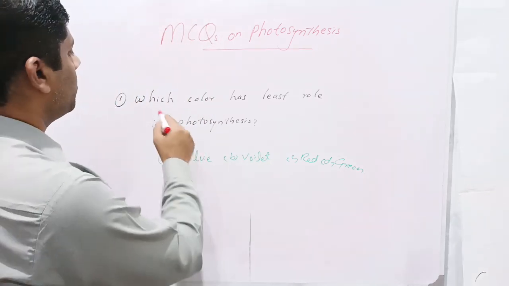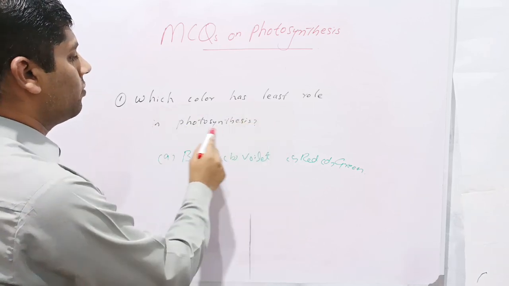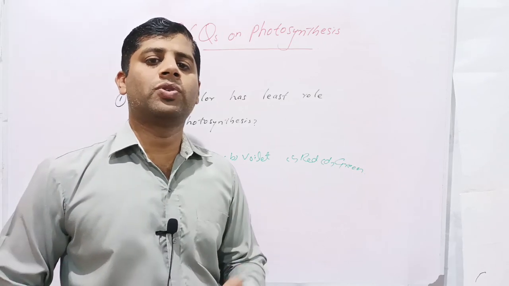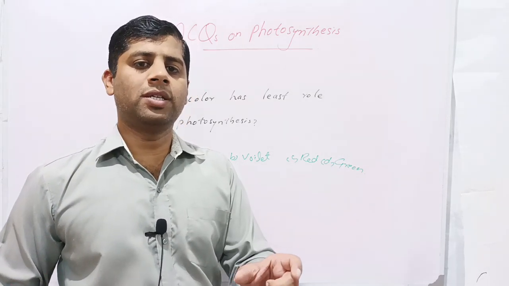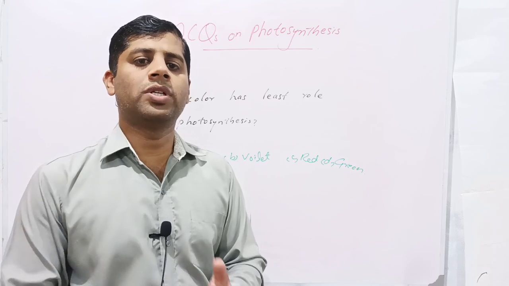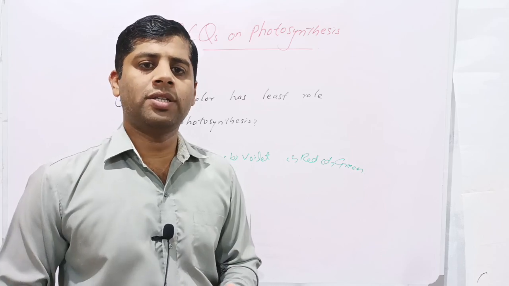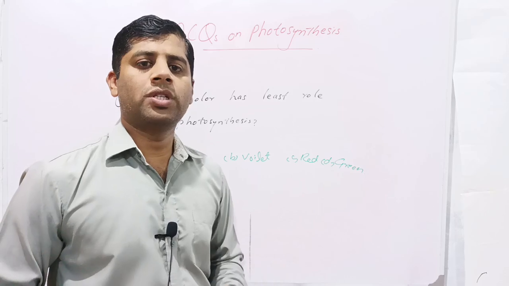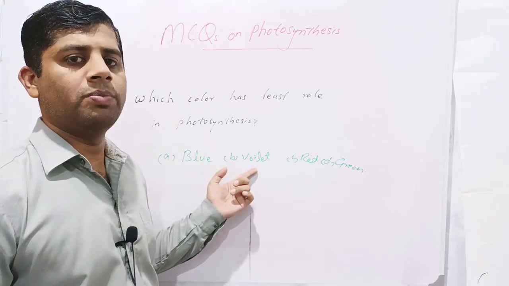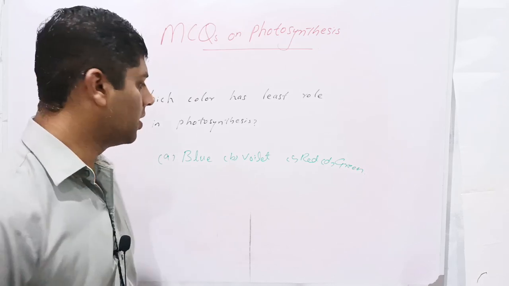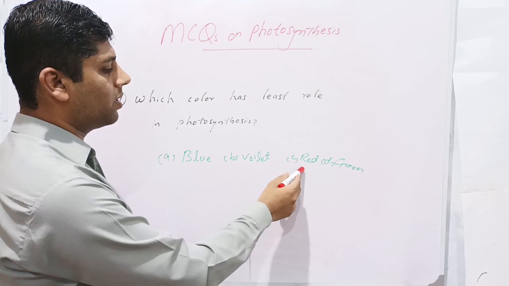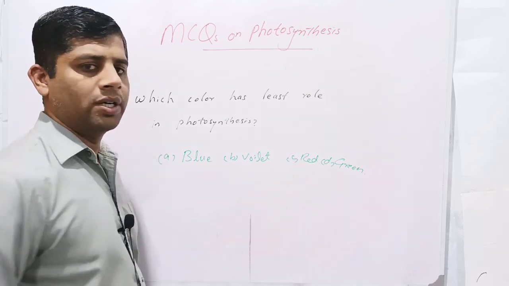The first question is, which color has the least role in photosynthesis? The question is very simple, as we know that photosynthesis is a process based upon the sunlight or the colors of the sunlight, and the colors of the sunlight produce energy in the form of NADPH and ATPs. So the question is asking which color has the least amount of energy produced during the process of photosynthesis. The first option is blue, second option is violet, third option is red, and fourth option is green.